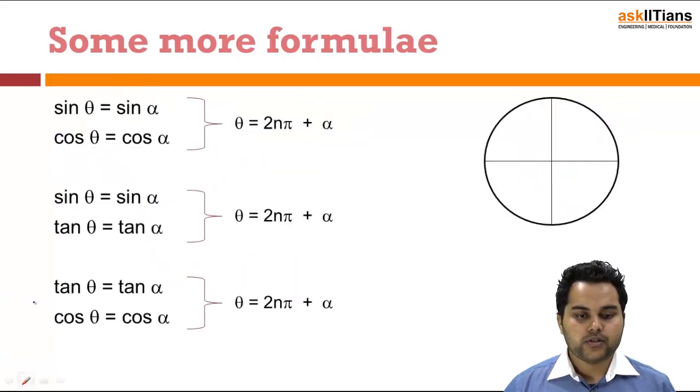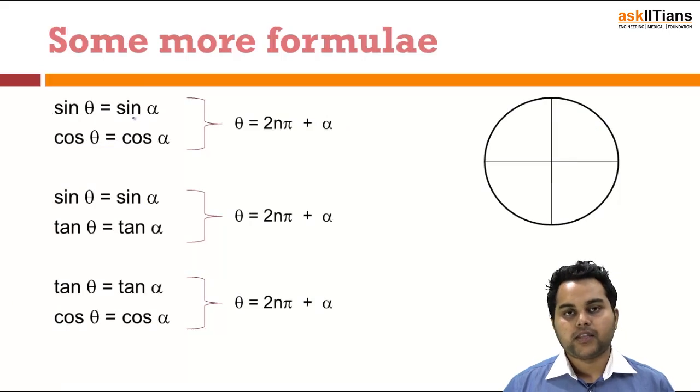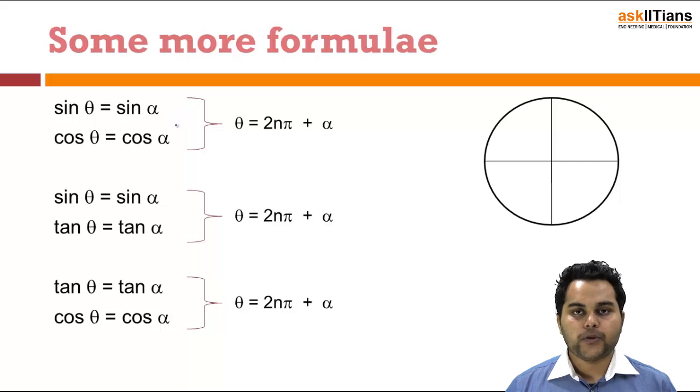Next type of questions that we have are sin theta is equal to sin alpha and cos theta is equal to cos alpha, giving me a solution of the form theta is equal to 2n pi plus alpha. Now why is it so? Because if I look individually at the first equation, I will have the solution set in the first or second quadrant, whereas if I look for the solution set in the second equation, that is cos theta is equal to cos alpha, it will have the solution set either in the fourth or the first quadrant, as cos is positive in the fourth and first and sin is positive in the first and second. These equations need to be solved simultaneously.